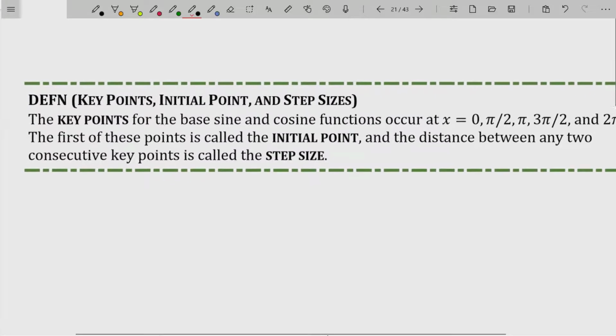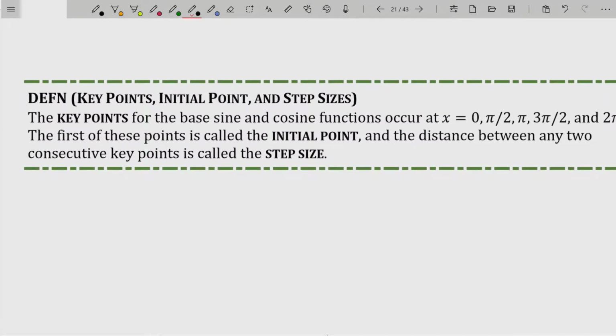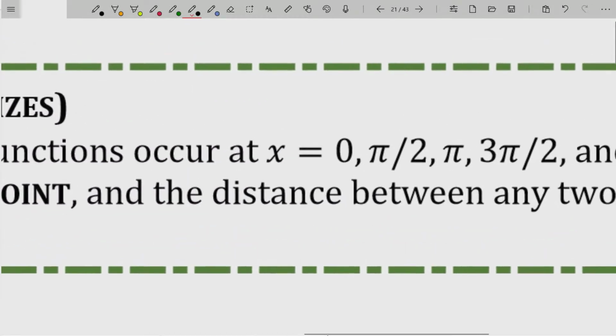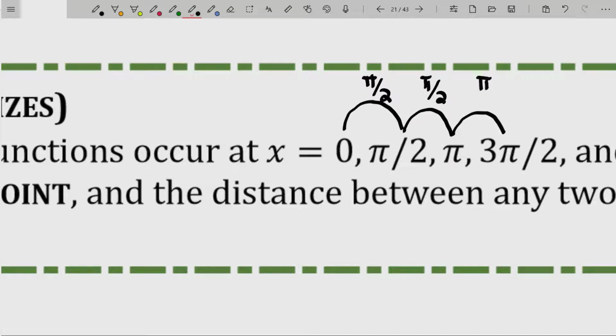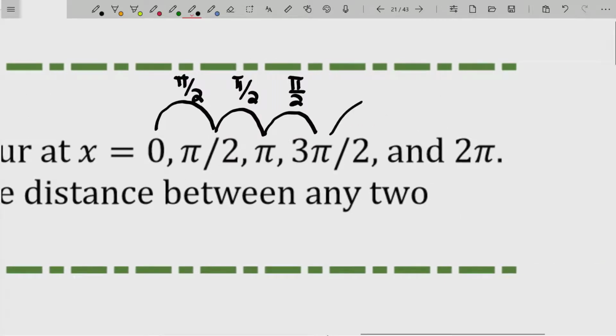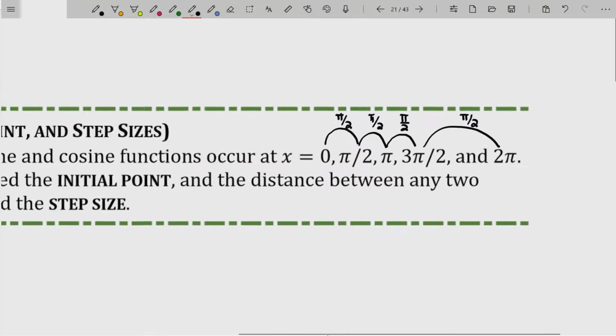And the distance between any two consecutive key points we'll call the step size. Notice the distance between any two consecutive points, in this case, is pi over 2. Step size of pi over 2. Add another pi over 2. And yet again, add another pi over 2. So the step size here, the normal step size, is pi over 2.